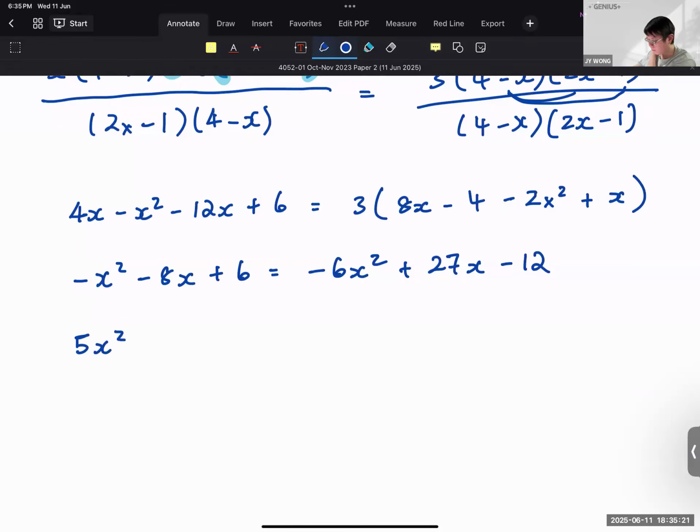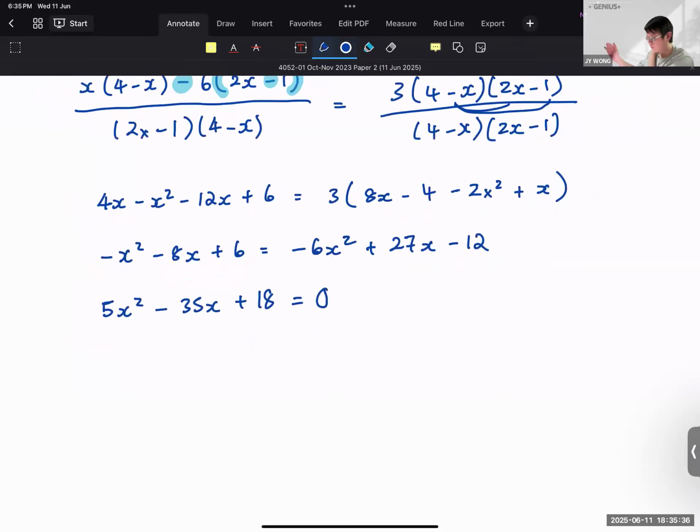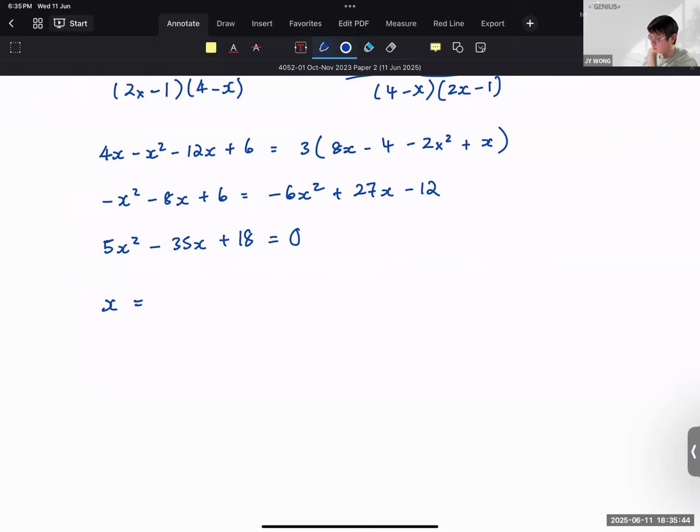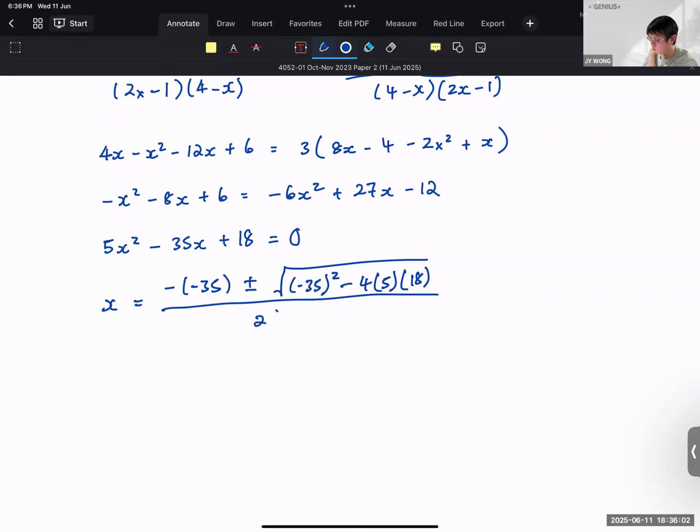So 5x squared, plus, not plus, but minus, what is this? Minus 35x plus 18 equals to 0. So that is your quadratic equation to solve. You are using the quadratic formula, must put negative b plus minus square root of b squared minus 4ac, over 2a.